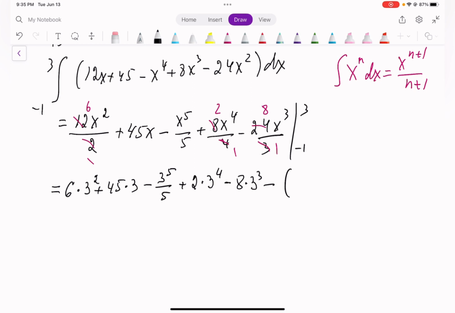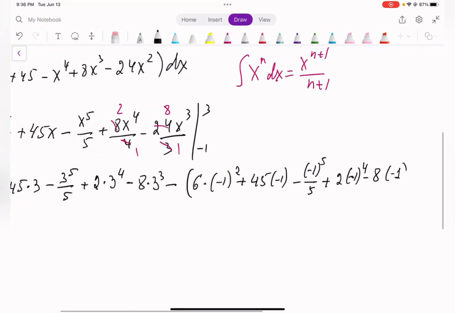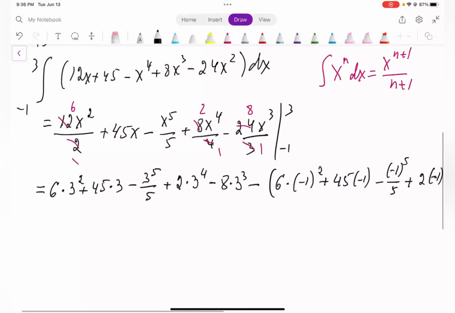subtracting this whole expression with x equal to -1. So we are getting 6 times -1 squared plus 45 times -1 minus -1 to the power 5 over 5, and then plus 2 times -1 to the power 4, and minus 8 times -1 to the power 3. Okay, well, let's work on it. 3 squared is 9, 9 times 6 is 54, plus 45 times 3, that is 135.